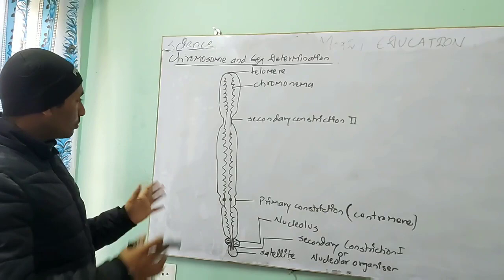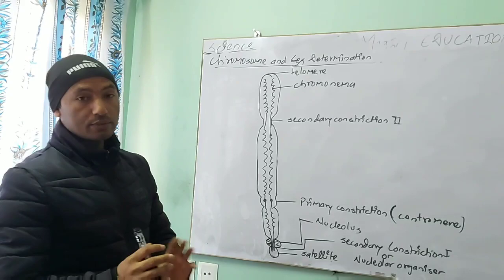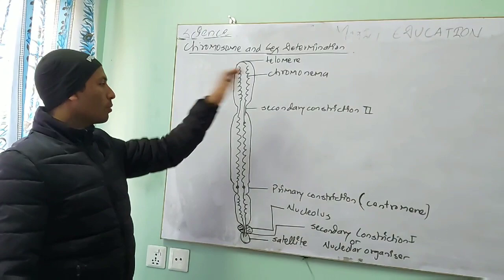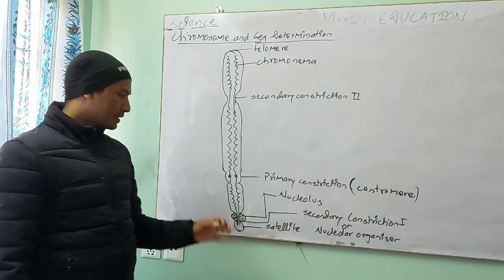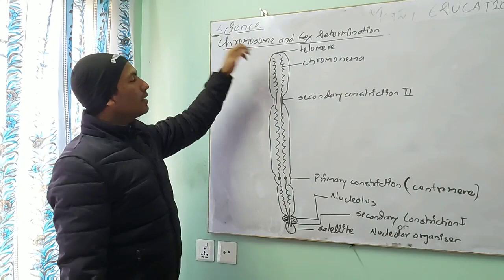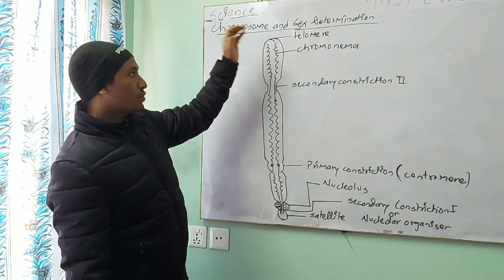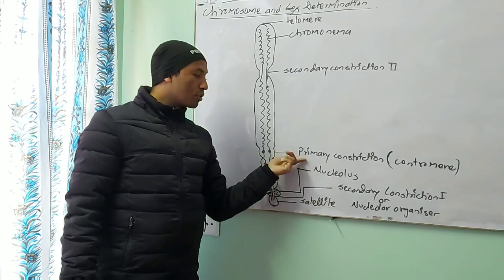The structure of the chromosome is different according to the different living organism. There are different types of autosomes and different types of heterosomes, so the structure differs. But what we find common is telomere, chromonema, primary constriction, secondary constriction, and satellite. Some chromosomes consist of satellites, some do not. They consist of a nuclear organizer or secondary constriction. The end of the chromosome is known as the telomere. The telomere is followed by a constriction called the secondary constriction, and it is followed by another constriction called the primary constriction or centromere.